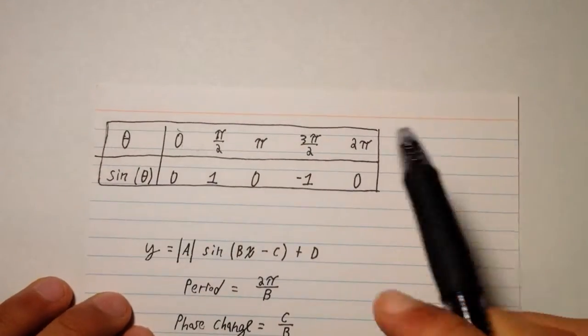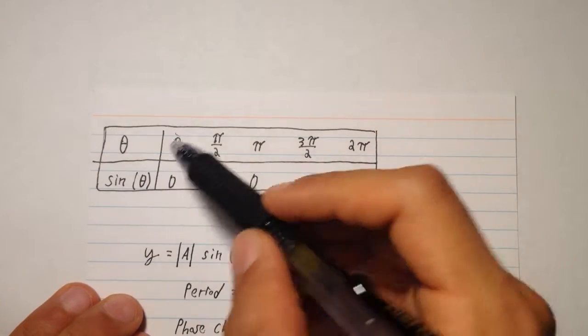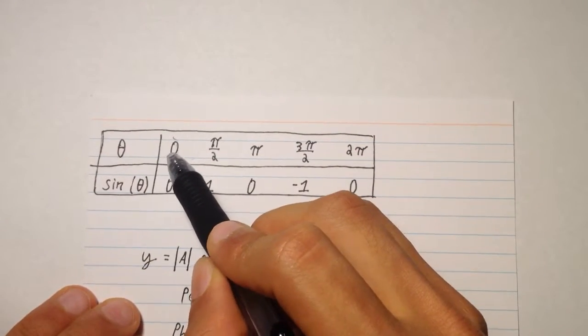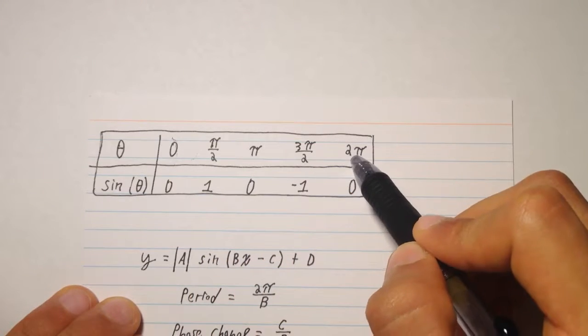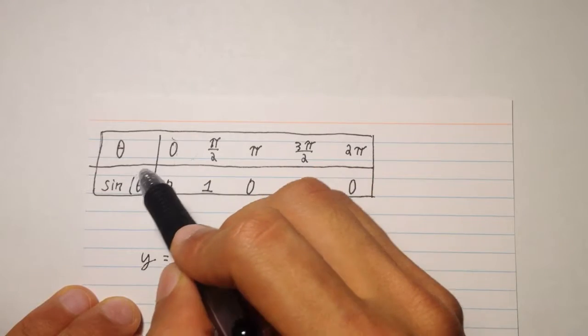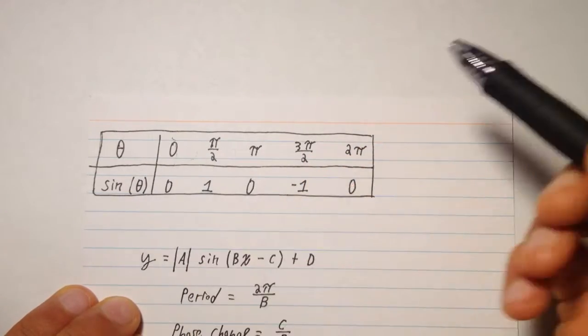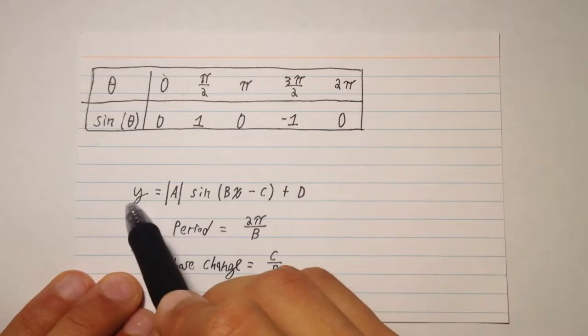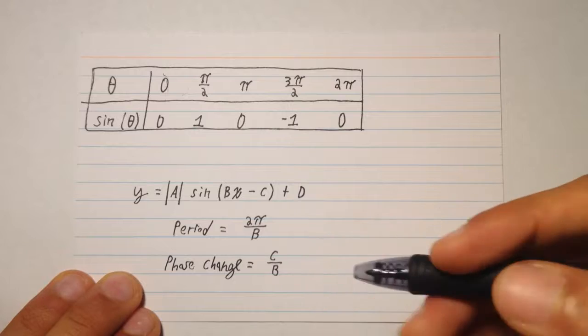Some things to note. Generally speaking, when we have just y is equal to sine of x, no change or anything, our quarter points are 0, pi over 2, pi, 3 pi over 2, and 2 pi. And my output is going to be: sine of 0 is 0, sine of pi over 2 is 1. You get the idea. This is going to be a general function of a typical trig outline.